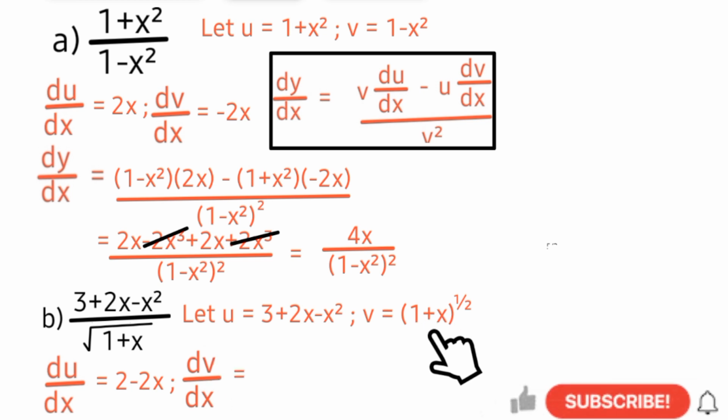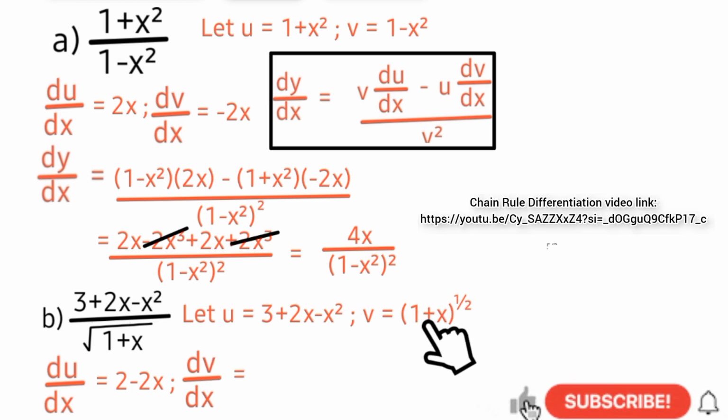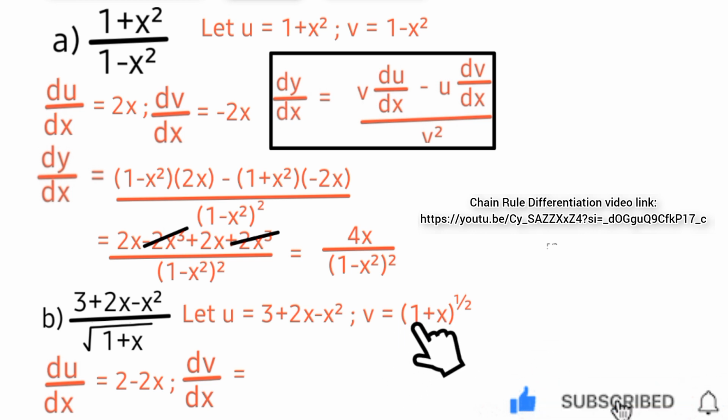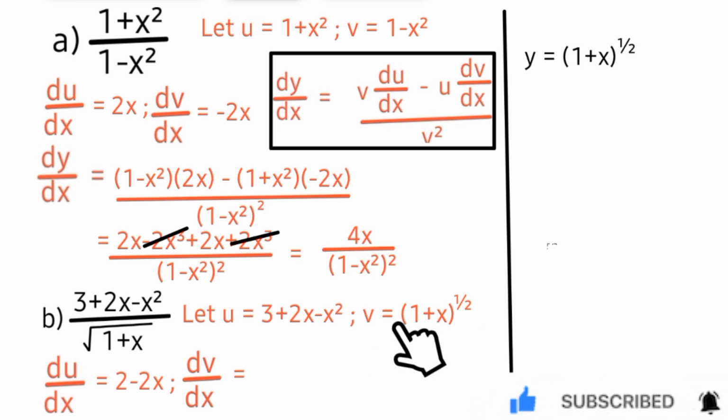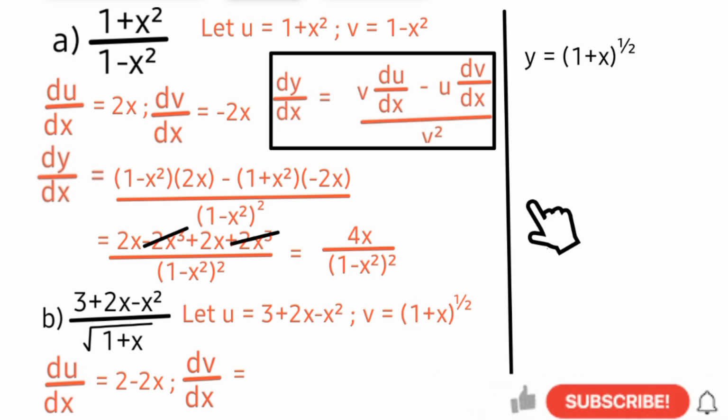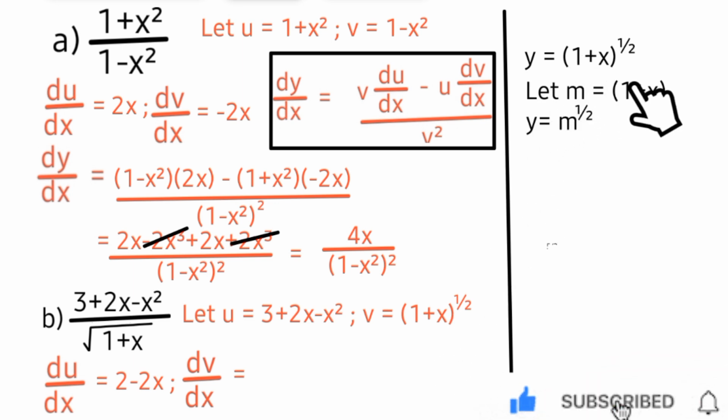Here we'll use the method of chain rule to differentiate this. Please do well to watch my video that demonstrated how to use the method of chain rule to carry out differentiation of a function for better clarity. Assuming V is a function on its own, so y will be 1 plus x raised to power 1 over 2. Let m equal 1 plus x, such that y will be m raised to power 1 over 2.